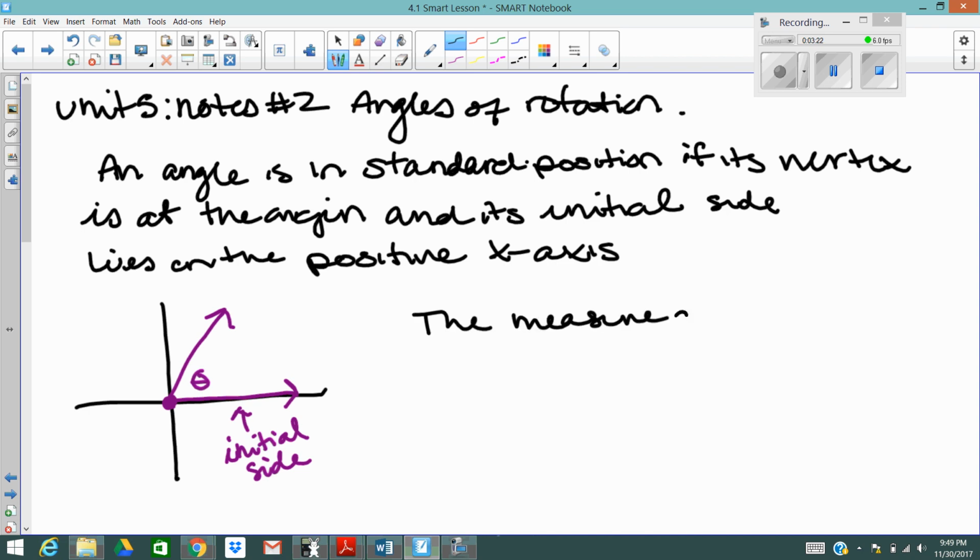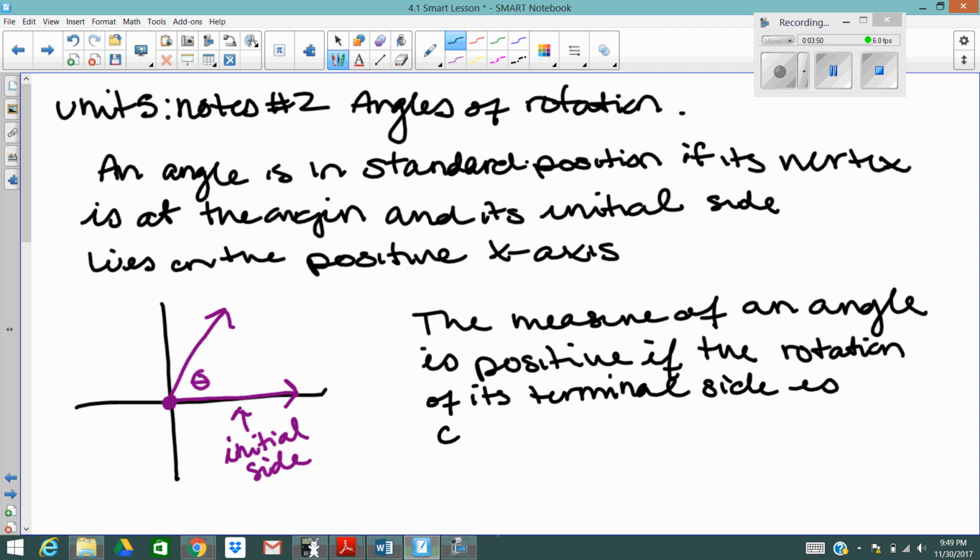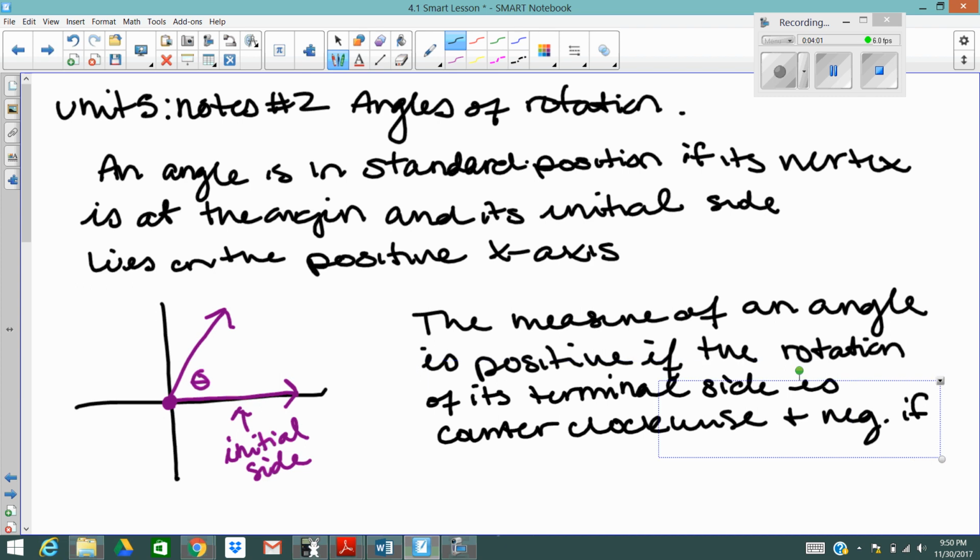The measure of an angle is positive if the rotation of its terminal side is counterclockwise and negative if clockwise.